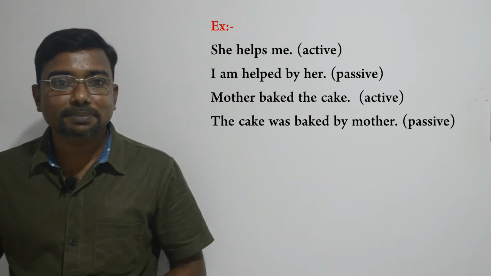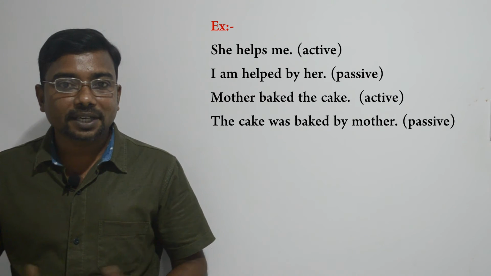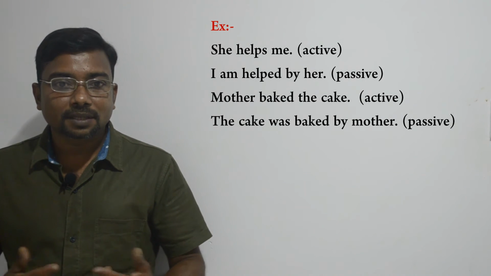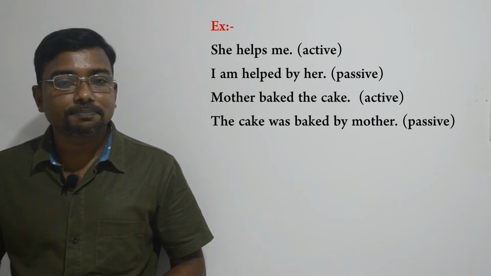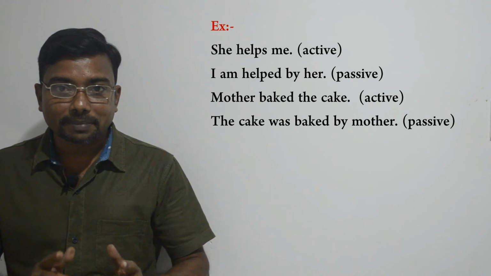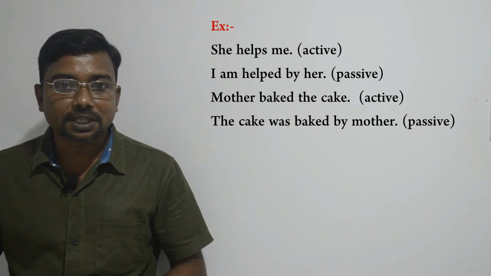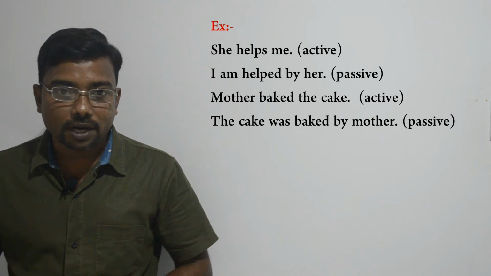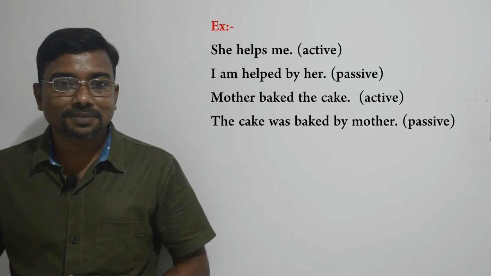Look at the third example. Mother baked the cake comes with active voice, but the last example comes with passive voice. The cake was baked by mother. Okay, remember a transitive verb can be used in both passive voice and active voice. Okay, now we are going to consider what is an intransitive verb.